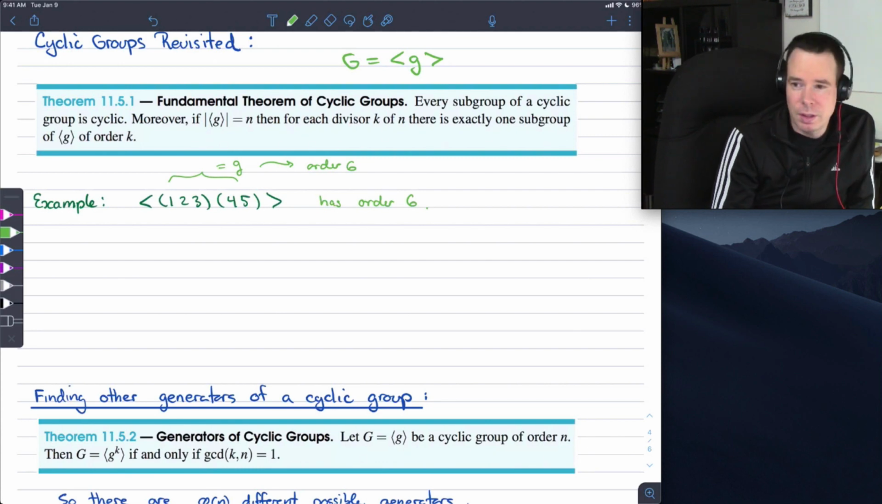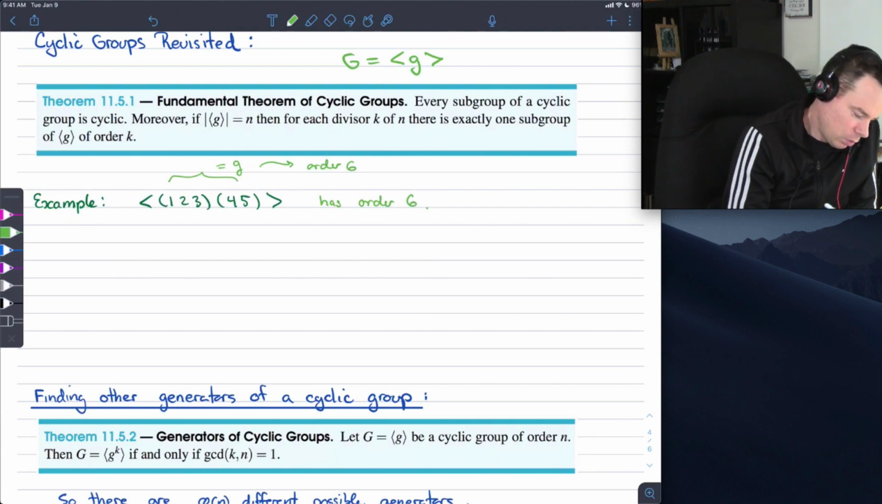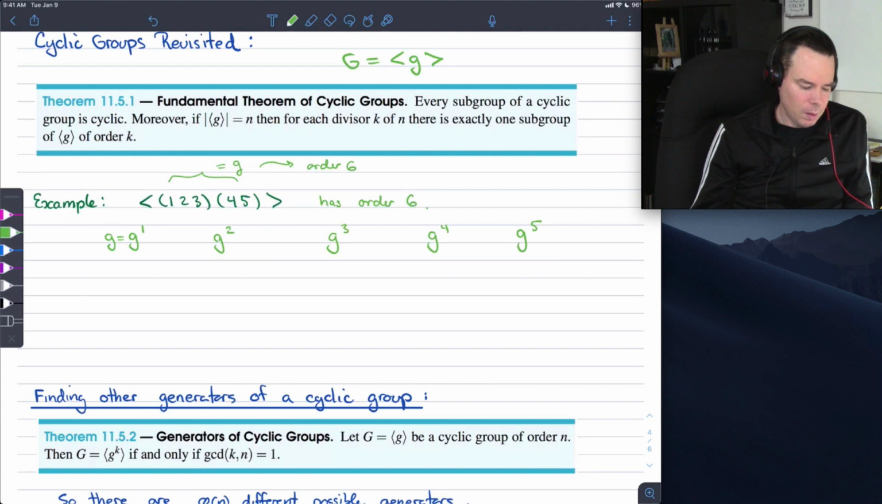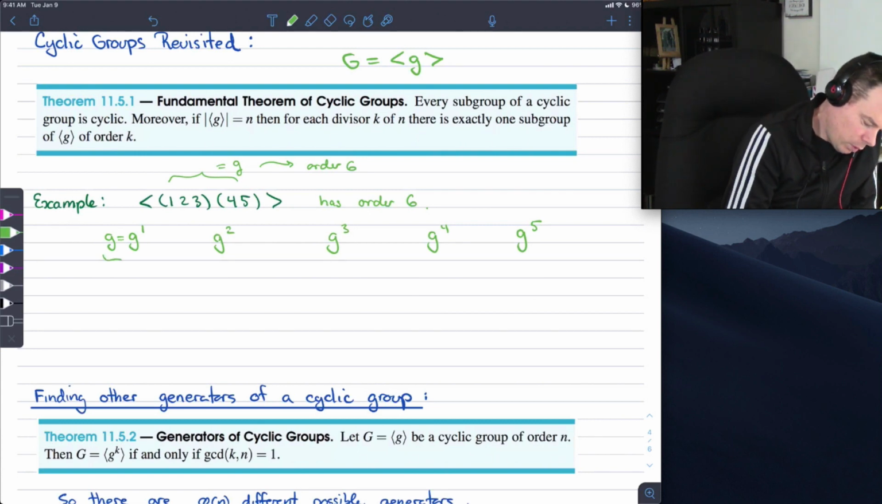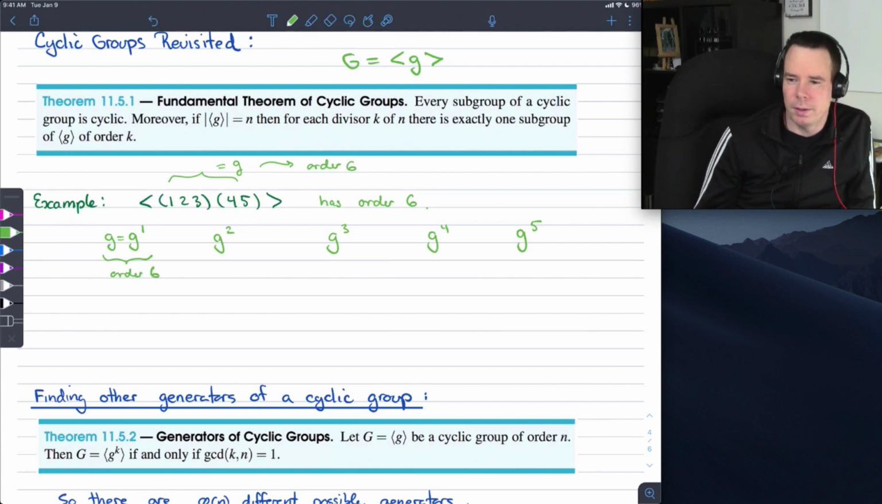Now, what I'm interested in is knowing what the orders are of all of the other elements in this group. So let's just list them out. We've got G, which is G to the 1. We also have G squared, G cubed, G to the 4th, and G to the 5th. And then G to the 6th is the identity, and I don't need to list that one out because the identity has order 1. So what are the orders of each of these elements? Well, this one we already listed. It's order 6.